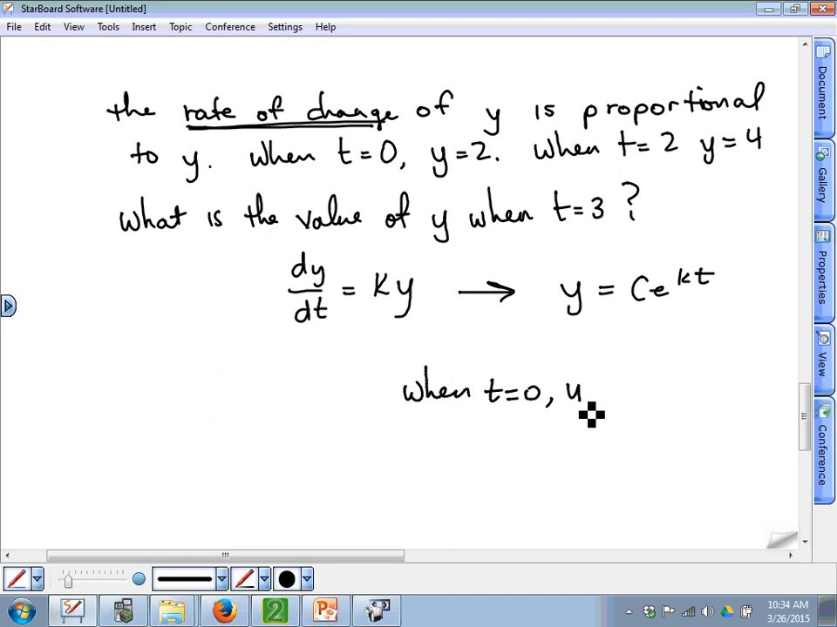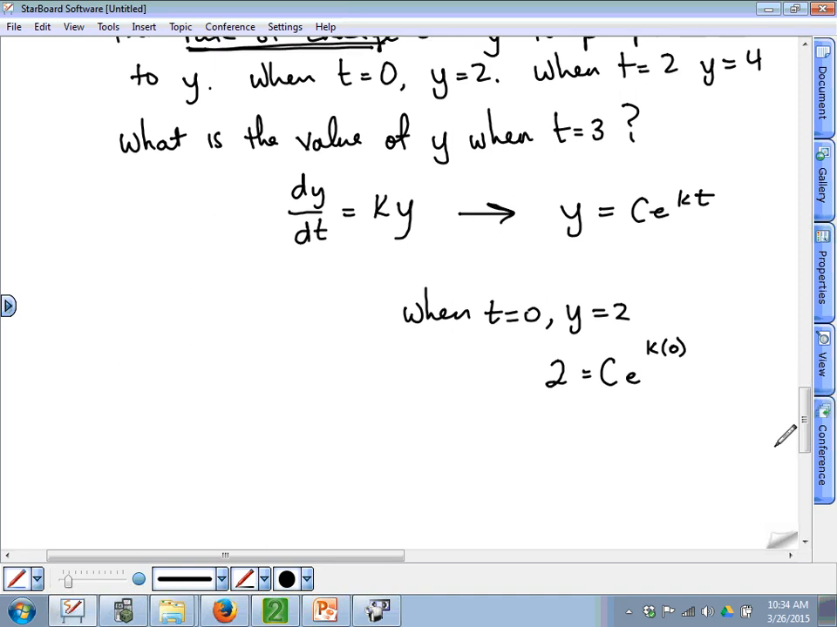So, when t equals 0, y equals 2, that means that 2 is equal to c e to the k times 0, which gives us all we need to know to find c. In this case, it really does. I don't know why they gave us two pieces of information. Well, let's see. What's k times 0? 0. And e to the 0? 1 is the answer to the next question. What's e to the 0? 1. So this tells us that c equals 2. There we go.